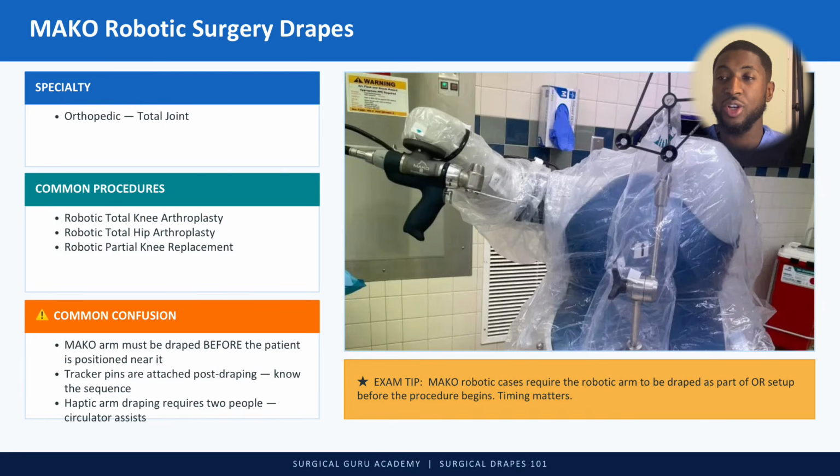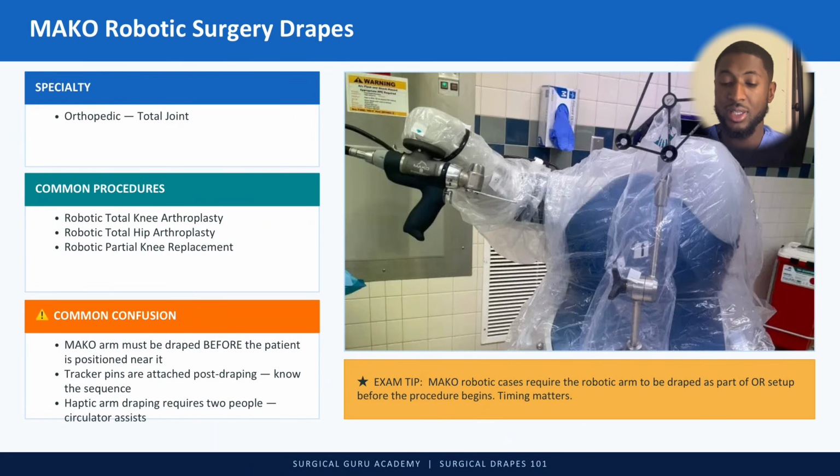Mako robotic surgery drape. This is for robotic total joints, robotic total knees, robotic total hips, and partial knee replacements. The Mako arm must be draped and registered before the patient is positioned near it. Tracker pins are attached post draping. Know the sequence, and arm draping requires 2 people, circulator assist. So I've actually learned how to put this drape on pretty well solo, but it's a lot easier when your rep helps you. The rep usually helps you.